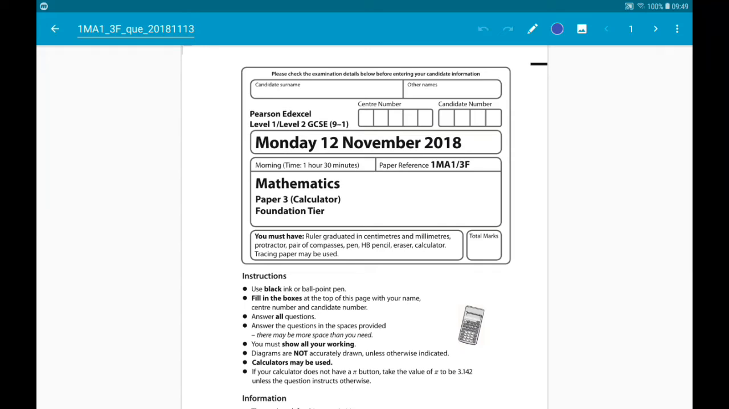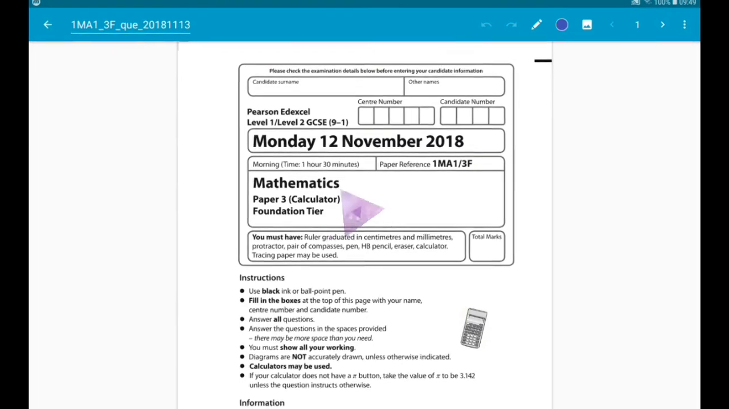A step-by-step walkthrough of the November 2018 Edexcel Foundation GCSE Maths Paper 3.